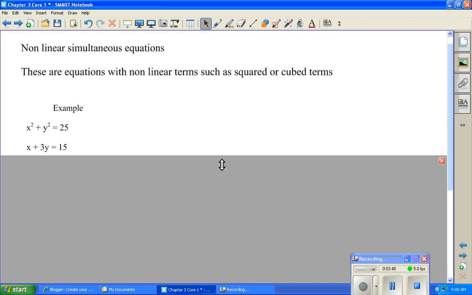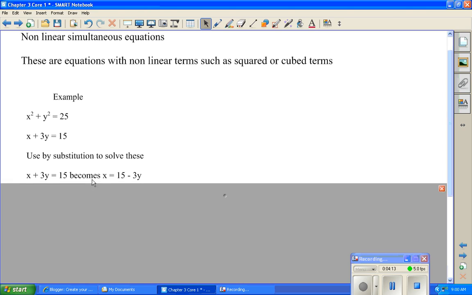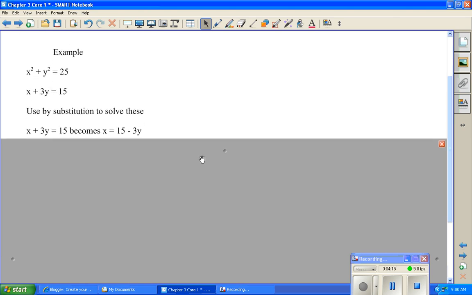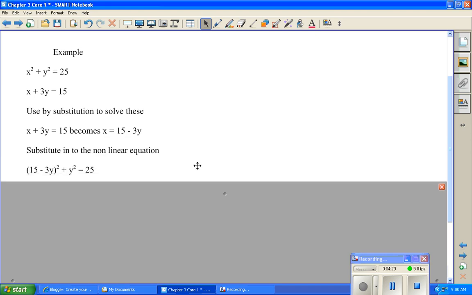So, how are we going to solve this? Well, as I said, we're going to solve it by substitution. So what we need to do is to rearrange this so that either the x or y is on its own. So again, I've chosen this equation and I've chosen x because it's a single x. So I don't have to do any divisions, I won't get any fractions. So I get 15 minus 3y. As before in substitution, then I'm going to substitute into the non-linear equation. And this is where some of your algebra skills are going to be tested.